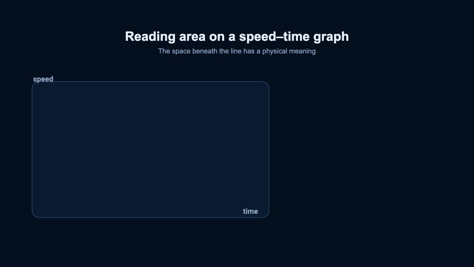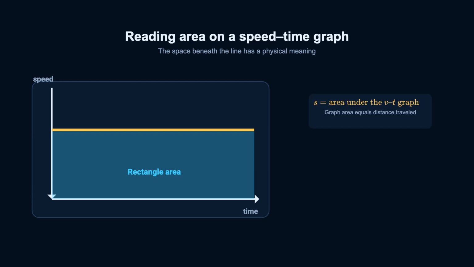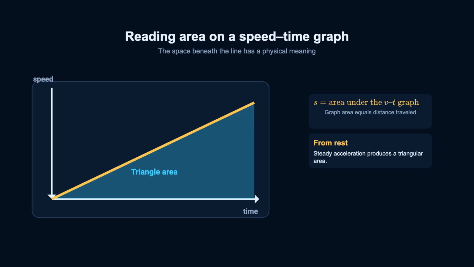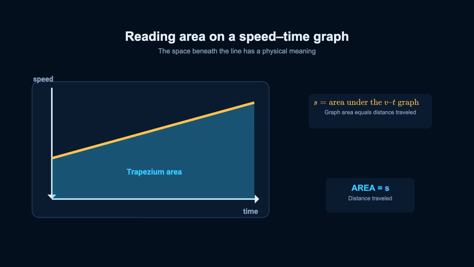There's one more powerful reading of a speed time graph. The area enclosed between the line and the time axis equals the distance traveled. This works whether the object moves at constant speed, giving a simple rectangle, or accelerates steadily, giving a triangle or a trapezium shape. Area under the graph is distance.